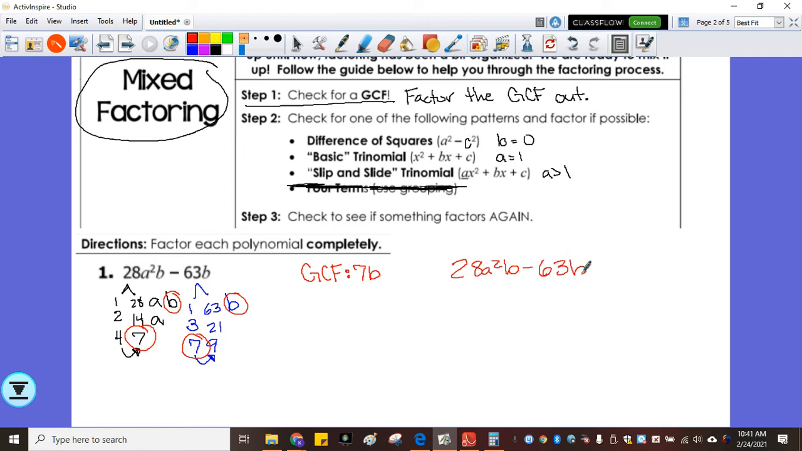Just write it again because I have everything under there, so I can't write it there. So we have to factor the greatest common factor out. Or in other words, you can think of it as divide. Divide the greatest common factor out. So I'm going to divide every term by 7b.